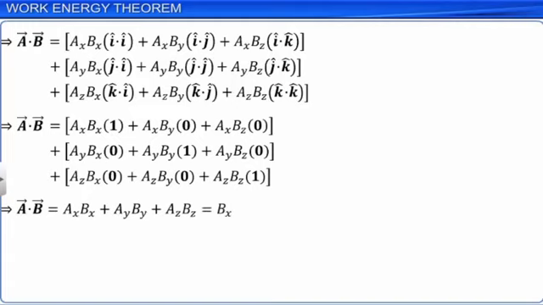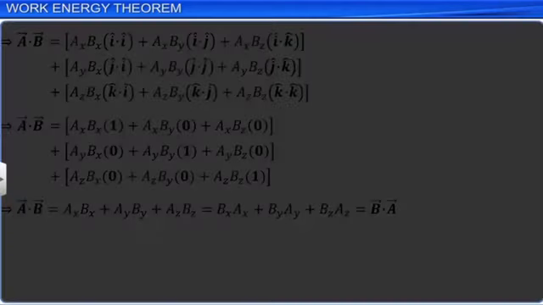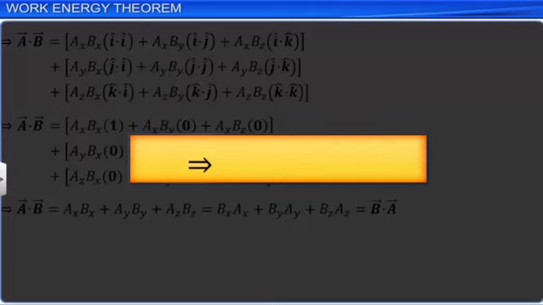It is also equal to BxAx plus ByAy plus BzAz, which is equal to B dot A. As the dot product is commutative, A dot B equals B dot A.